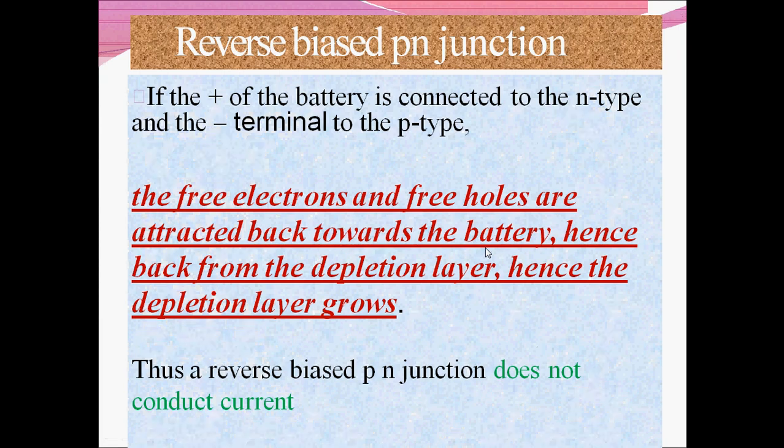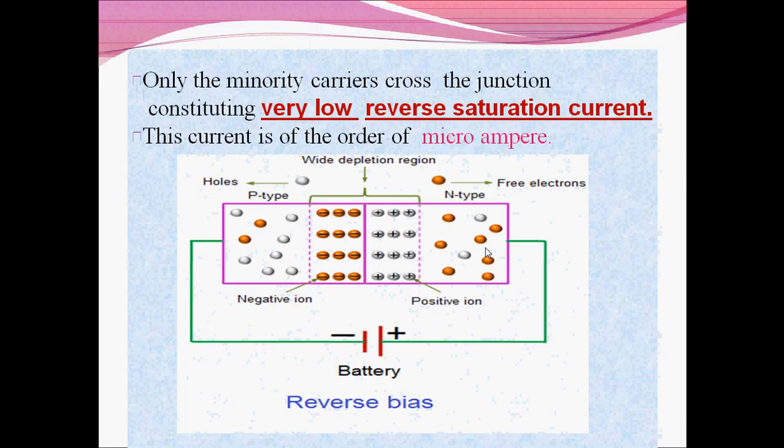Reverse bias PN junction. If the positive terminal of the battery is connected to the N-type and the negative terminal of the battery is connected to the P-type, the mode of operation is the reverse bias mode. The free electrons and free holes are attracted back towards the battery, hence away from the depletion layer, and hence the depletion layer grows. Thus, a reverse bias PN junction does not conduct current.